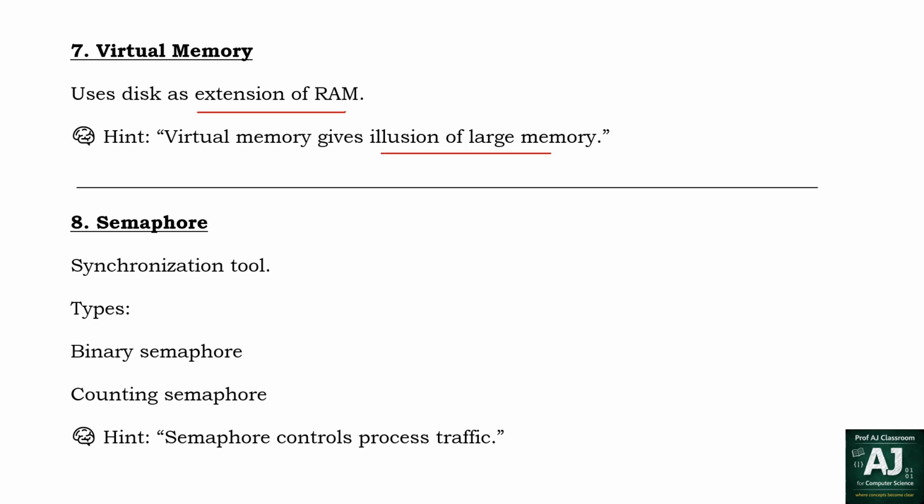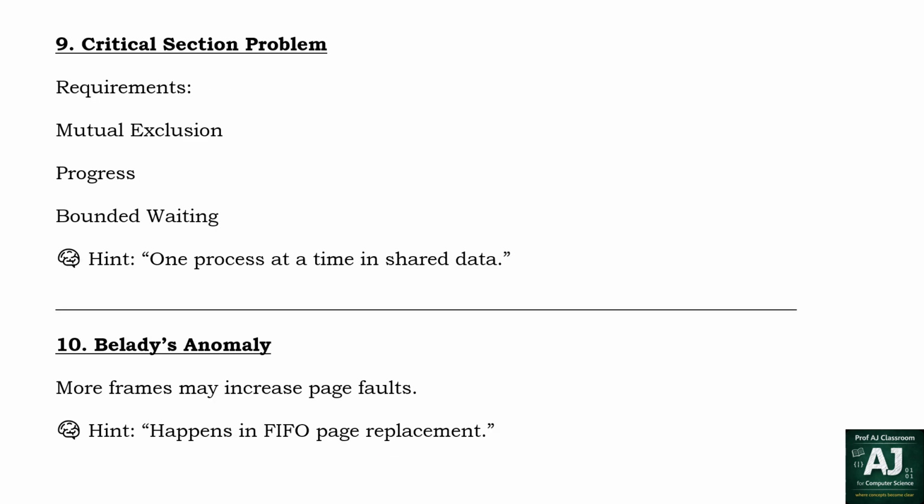Next topic, semaphore, which is a synchronization tool. Types of semaphore are binary semaphore and counting semaphore. Semaphore controls the process traffic. Next, critical section problem, whose requirements are mutual exclusion, progress, and bounded waiting. The hint is one process at a time in shared data.